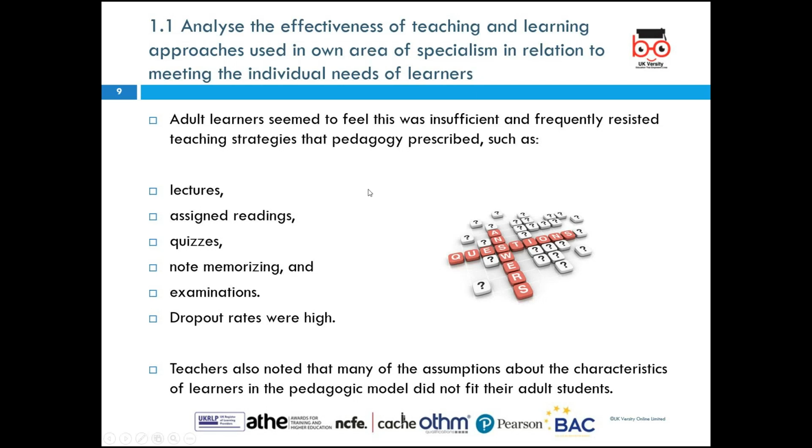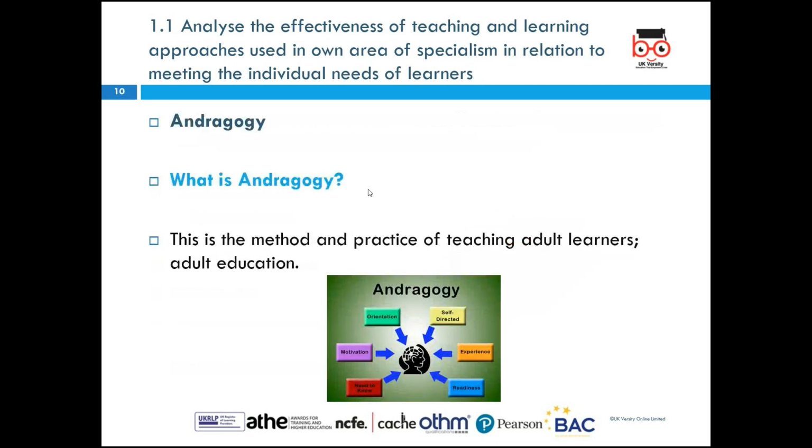Adult learners felt that it was insufficient because they were attending lectures or looking at readings and quizzes, trying to do memorized notes or take part in examinations, but they were dropping out because these were not the best way for them to study. Teachers also found that there were assumptions about the characteristics of learners in pedagogical models which don't fit adult students. So pedagogy is fantastic for young ones, but for adults it's not a great idea.